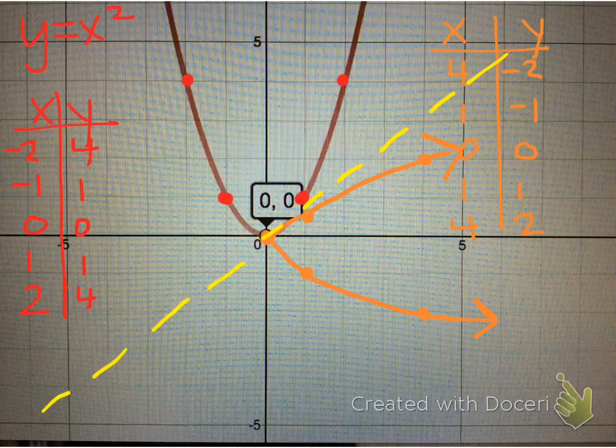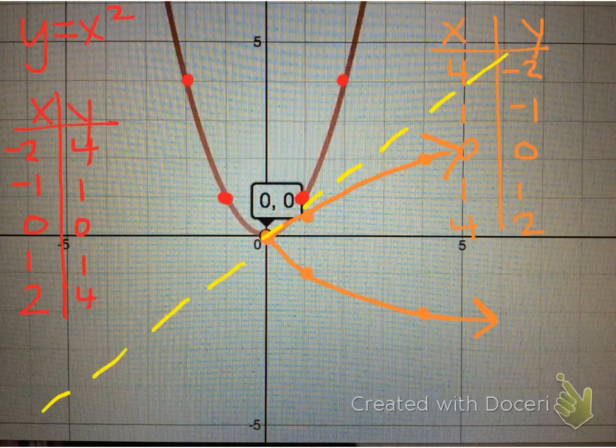Yes, it does. Okay, so the domain of our original function is all real numbers, and the range of our inverse, our orange graph, is all real numbers. Then the range of our original function in red is 0, including 0, to infinity, and the domain of our orange graph, our inverse, is also 0, including 0, to positive infinity.